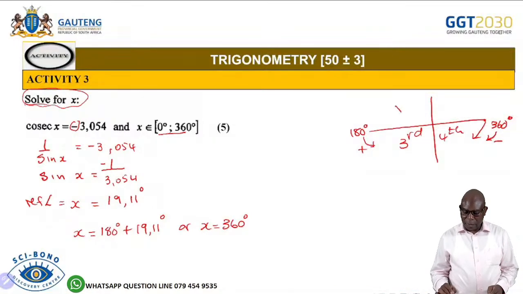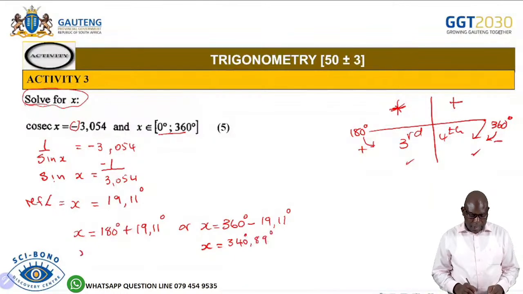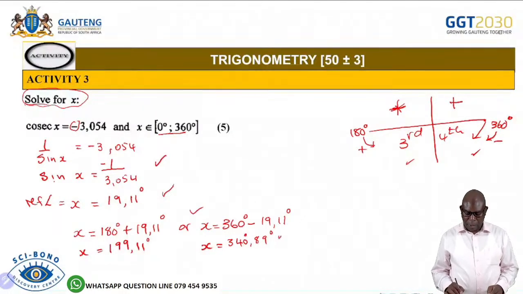Sine is positive here, positive there, but negative there and there. So remember, we're talking about sign now. So now it's 360 minus 19,11 degrees. So my x value will be equal to 340,89 degrees. The other x, if I add these two, I'll get 199,11 degrees. So there's your 5 marks, where you have 1 mark there, 1 mark there, and then you're going to have your mark for this reduction formula, and the 2 marks will go into the final answers.